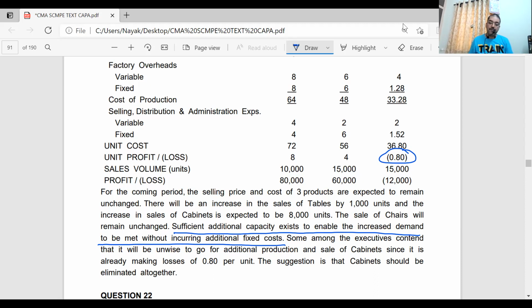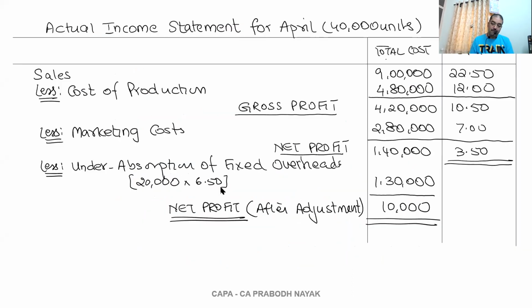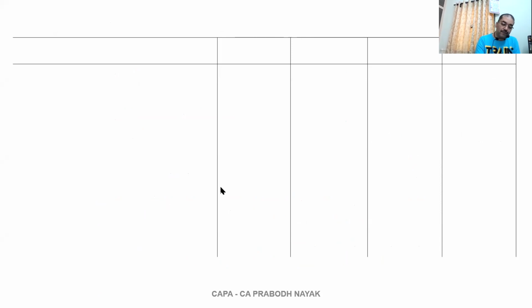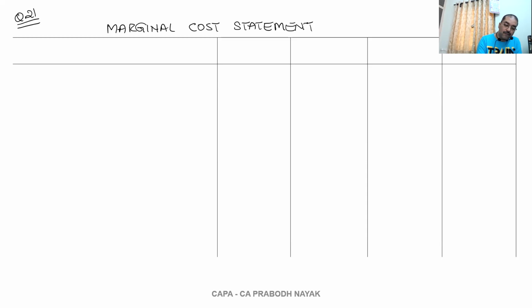First, we'll prepare the marginal cost statement. Tables, chairs, cabinets, total.